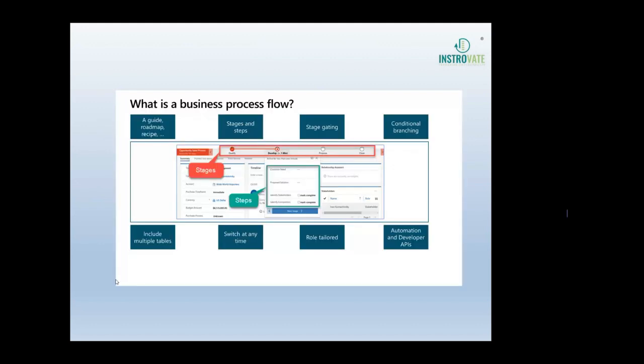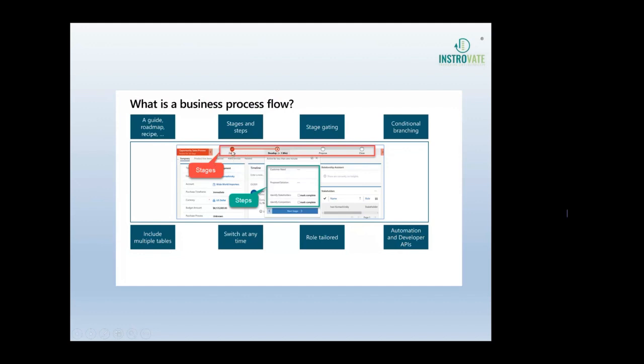Now, what is business process flow, which I have already explained. From here, you can see a guide, roadmap, recipe. At the top, you can see the stages. Now here you can see all the steps. You can include multiple tables. You can switch at any time. You can do the automation and developer APIs here. And here you can see which task you're doing. You can see the summary and the product line items.